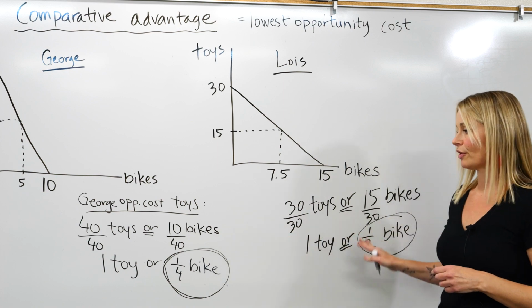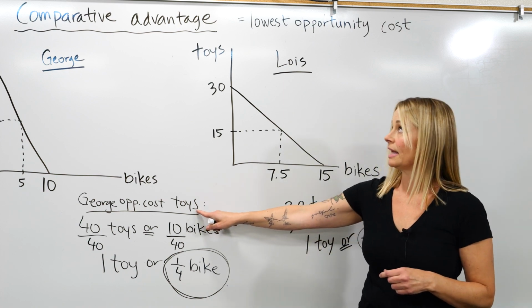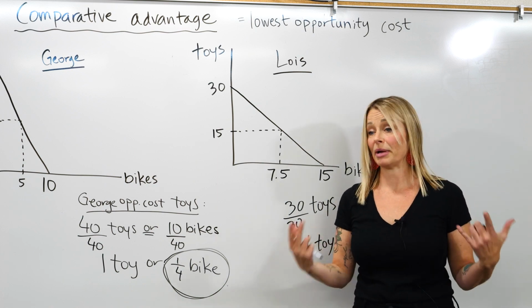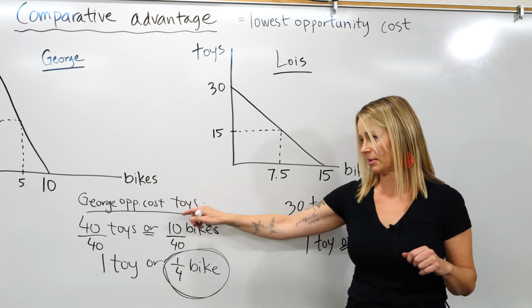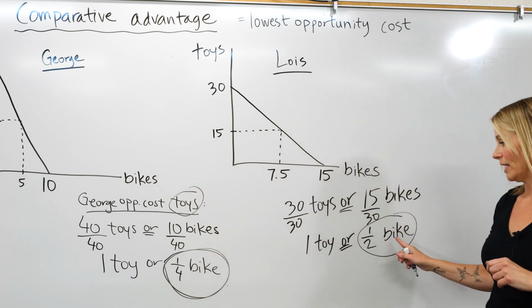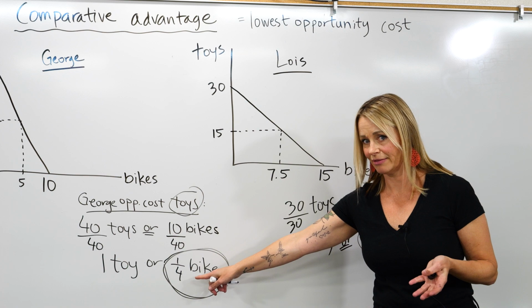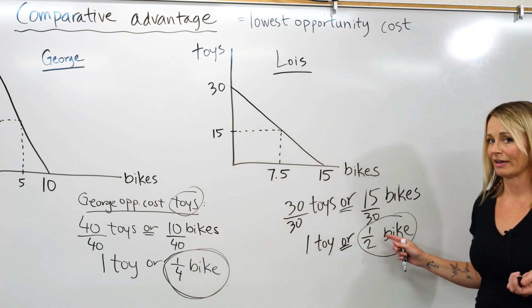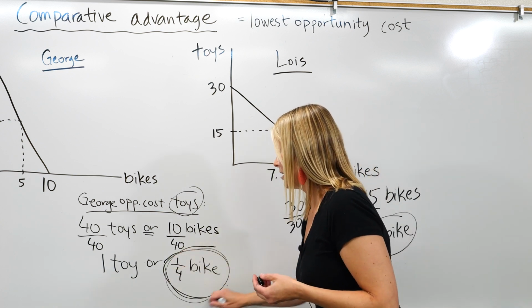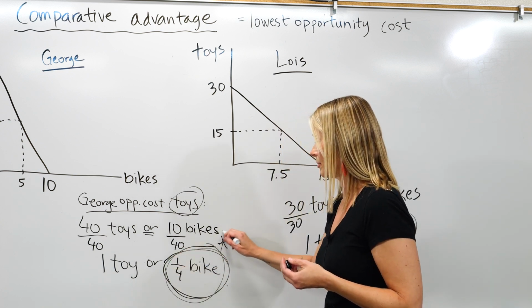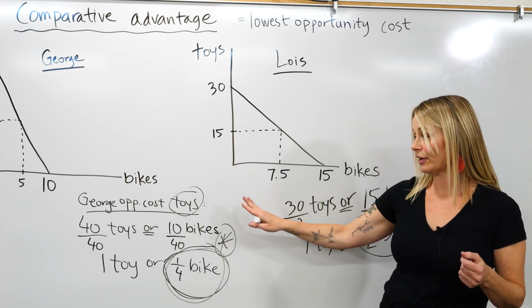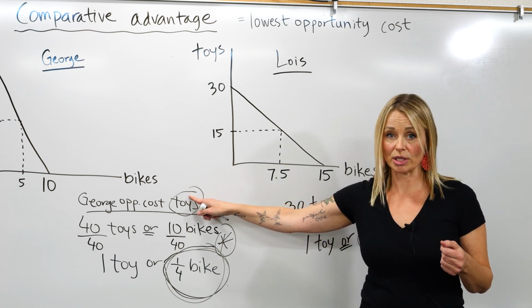So now we have both of their opportunity costs for toys. And the question is, who has the lowest opportunity cost? That person has the comparative advantage in toys. Remember, we're looking at toys. So what's less, 1/4 or 1/2? Well, that's exactly 0.25. That's 0.5. So 1/4 is less. So this is the lowest one. And so this lowest opportunity cost means that George has the comparative advantage in toys.